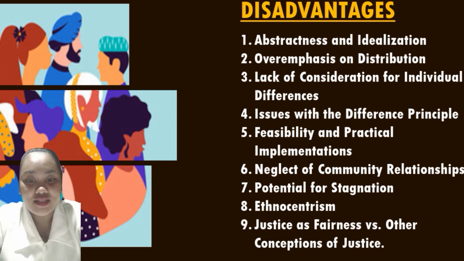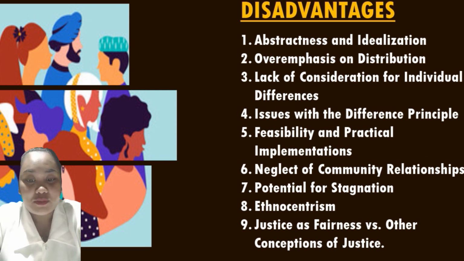Next, the second is overemphasis on distribution. Critics, particularly from the libertarian perspective, argued that Rawls places too much emphasis on the distribution of goods and not enough on the processes by which goods are produced and exchanged. Third, lack of consideration for individuals' differences. Rawls' principle of justice aimed to create a fair distribution of primary goods without sufficiently accounting for individual differences in needs, preferences, and capabilities.